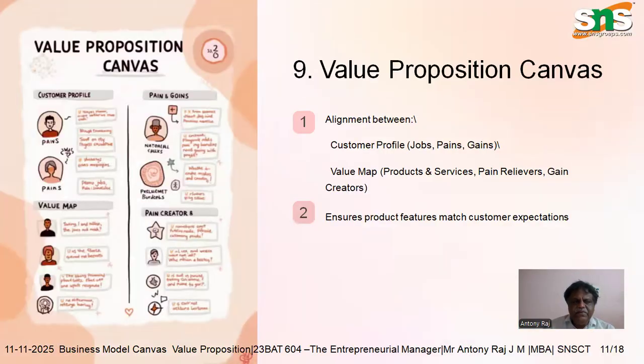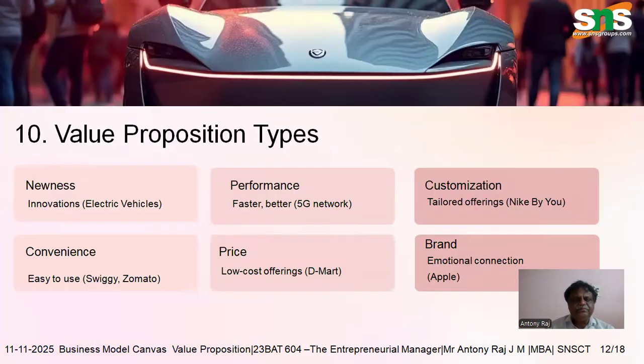And the value proposition canvas is a visual diagram which clearly shows the value map in terms of products and services, pain relievers and gain creators. It also ensures that the features of the product match the customer's expectation. This is the most crucial part.